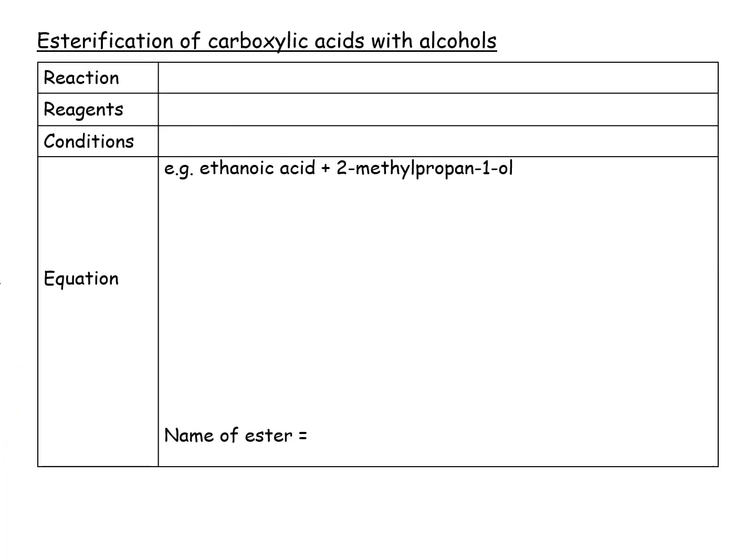We're going to teach you 3 ways to make an ester. I'm going to start with the one that you're most familiar with, which is reacting a carboxylic acid with an alcohol. So it's esterification, a condensation reaction. And the reagents are carboxylic acid and alcohol.